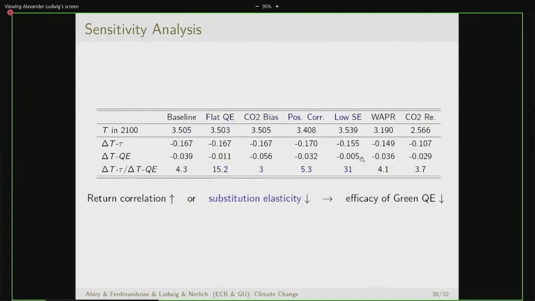The other aspect is, suppose we calibrate the model to a very low substitution elasticity, then the effectiveness of the carbon tax increases relative to green QE quite substantially. If we assume a positive correlation of returns, then the effectiveness of green QE relative to the baseline does not decrease that much. So here, the low substitution elasticity is of course a crucial question. How large is the substitution elasticity across sectors in the long run? Ours is a very long run model, so maybe the number of 26 is not so unrealistic after all.